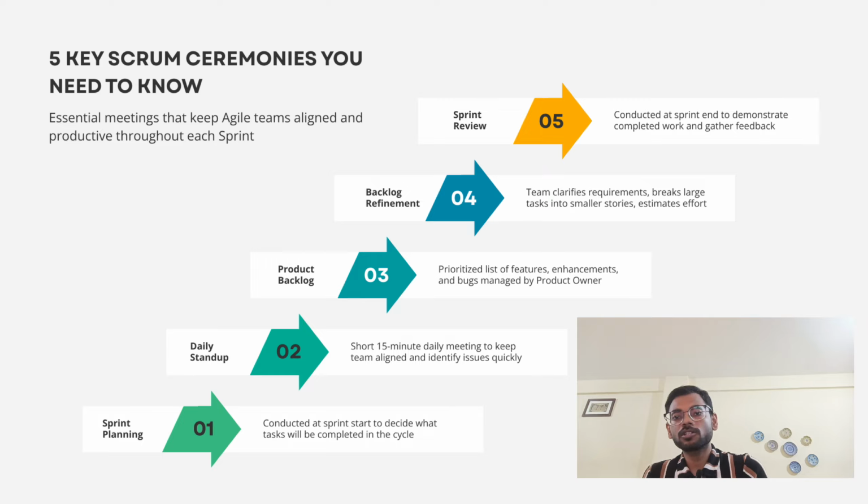A sprint retrospective is a meeting in which the different teams come together and discuss what went well, what did not go well, and what learnings could be implemented in the next sprint.